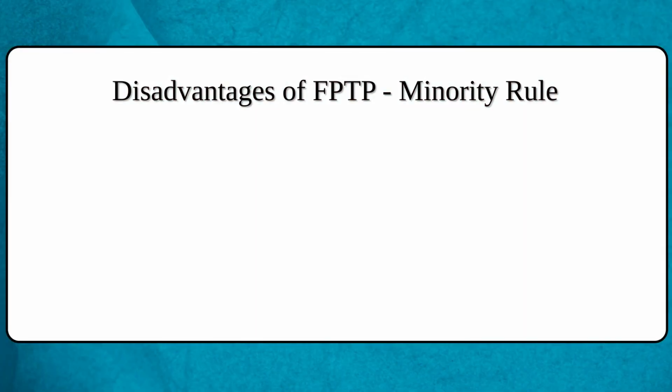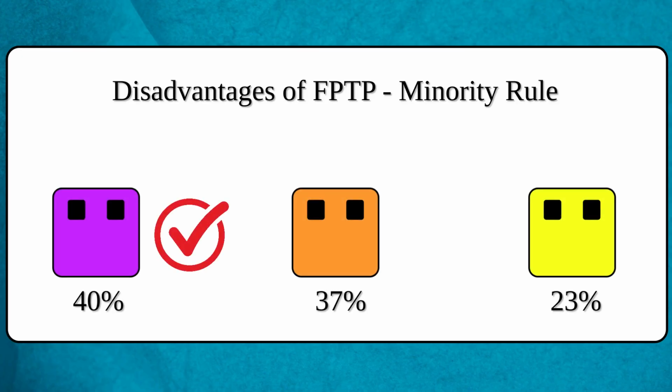The first major disadvantage of first past the post is that it does not require that the winning candidate receive a majority of the vote. Indeed, in many cases, the winner of an election under FPTP may even receive far less than half of the total vote. This is actually quite common in countries that use first past the post around the world.